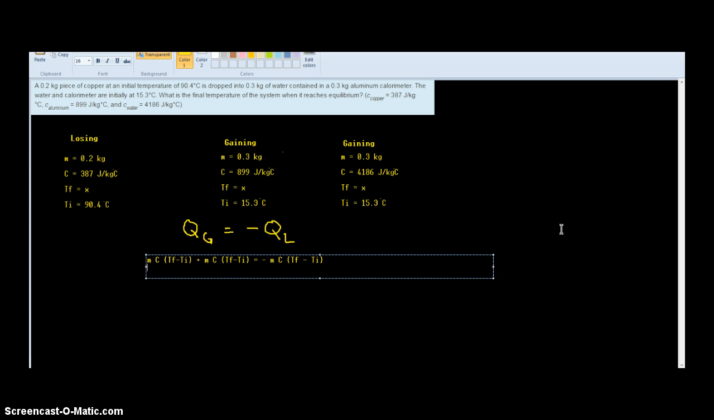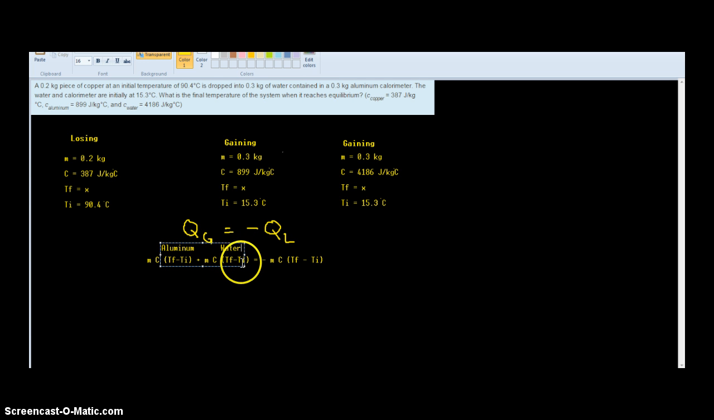Where things become a little more of a challenge is the long algebra problem that's going to quickly unfold here. So I'll just go ahead and type in these values. This first quantity I have, m c (T_F minus T_I), that's going to represent, we'll call it, the aluminum, because it's one of the objects that's gaining heat. The other one's going to be the water. The other object on the other side would be the lonely copper that is placed into the aluminum calorimeter cup.